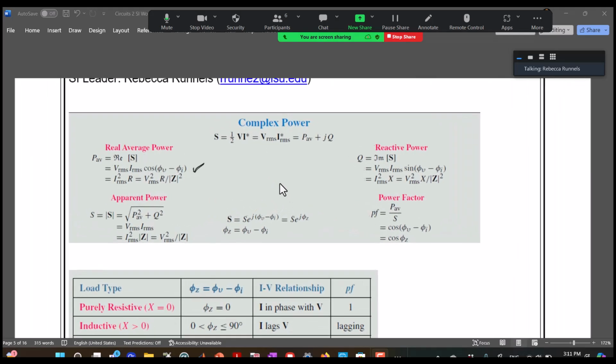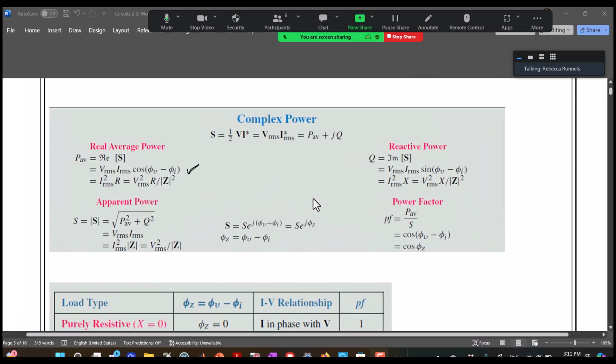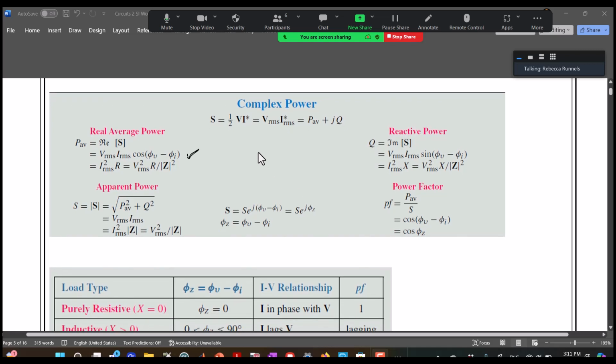The question is, when is there a half and when is there not a half? If you look, the half is here when you don't have the RMS. The reason is that for sinusoids, the RMS is the maximum, the peak amplitude, divided by the square root of 2. So for sinusoids, which these are, V RMS is V over square root of 2, and this is I over square root of 2.